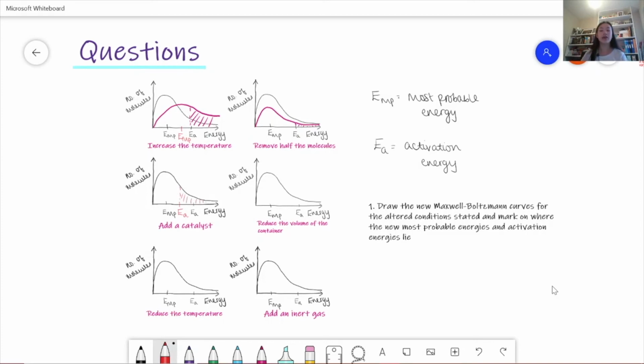But nothing changes about the most probable energy, and also the number of molecules doesn't increase. So actually the graph stays exactly the same, and the only thing that changes is that the activation energy moves to a value which is lower.